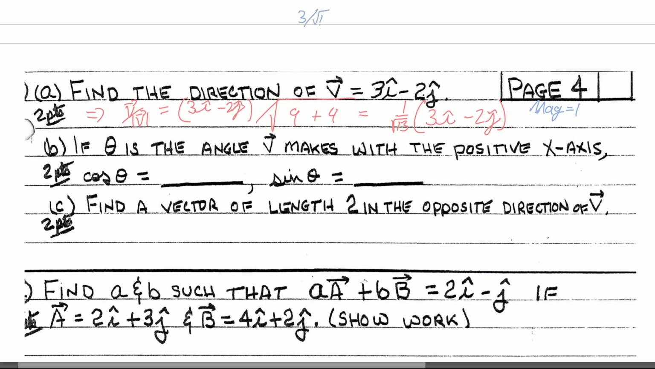3 over the square root of 13 is our x component. Our y component is negative 2 over square root of 13. And our overall hypotenuse is just 1. So if theta, this right here would be theta, because it's with the positive x-axis. So if this is the origin here, then this would be the positive x-axis.